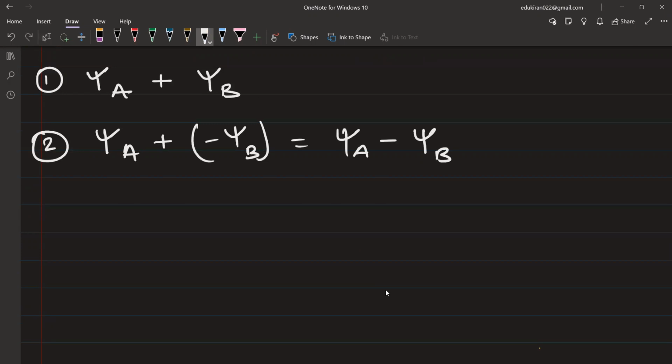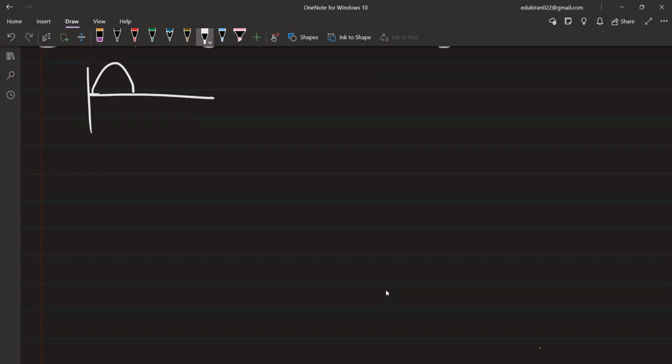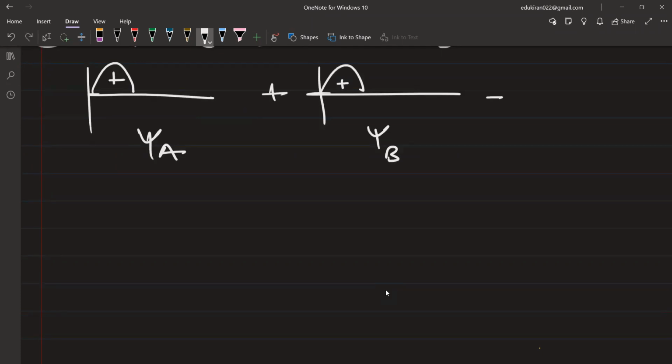Now let us look at when we are going to have psi A plus psi B. What is the wave function and what are the waves going to do? For psi A, we have a positive phase like this. And for psi B also, we are going to have a positive phase. This is psi B. Now, when we add them, we get something like this. The amplitude will be added up.